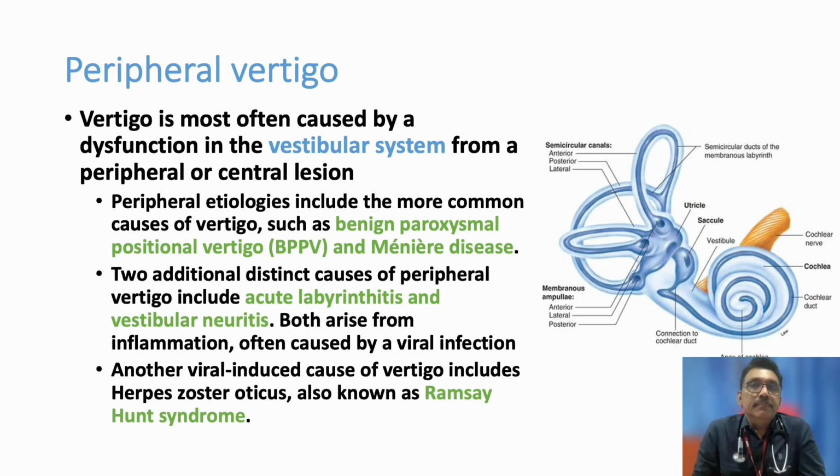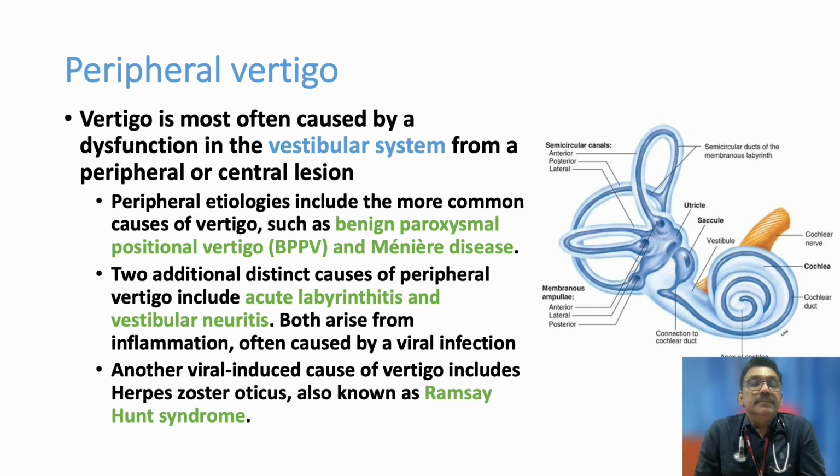Depending on the position, the patient develops vertigo. The other one is Meniere's disease. The patient develops vertigo, tinnitus and hearing loss. Other important conditions are acute labyrinthitis and vestibular neuronitis. Both these conditions are due to acute viral infection. They can have a preceding viral illness like sore throat, cough and giddiness, dizziness, all these things.